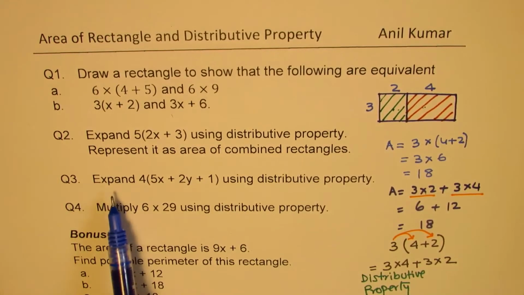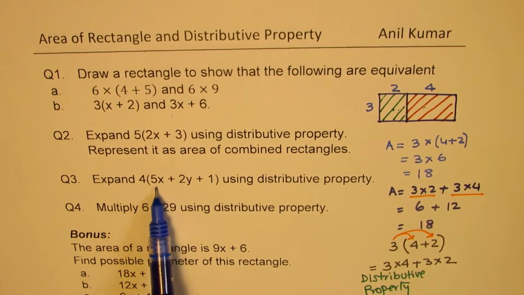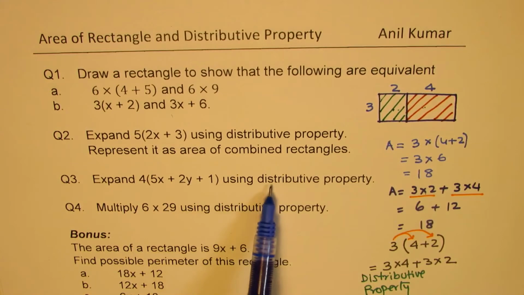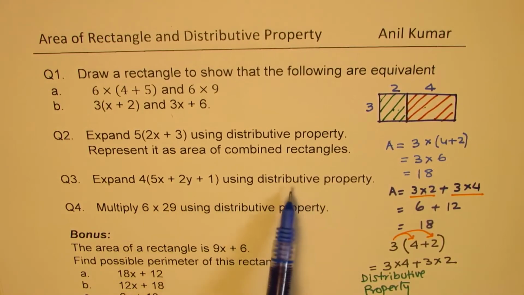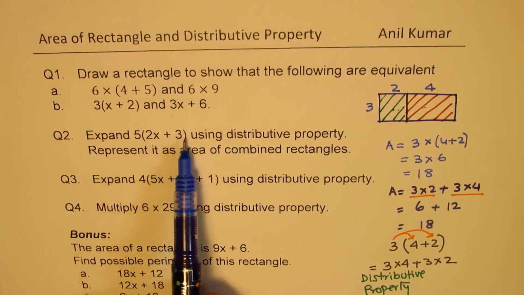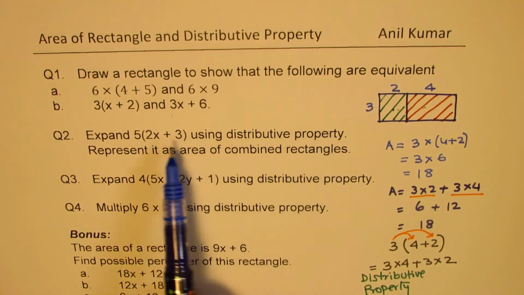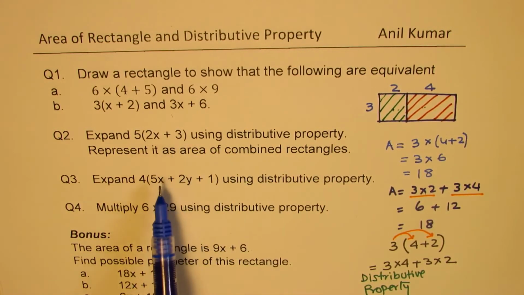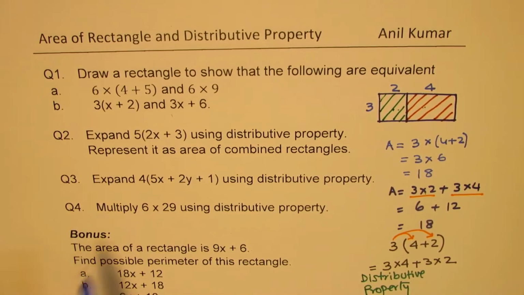Okay, so question number 3 is to expand 4 times 5x plus 2y plus 1 using distributive property. So the distributive property can be applied to not only two numbers, there could be any number of numbers or expressions inside. Question 4, multiply 6 into 29 using distributive property. And there's a bonus question.